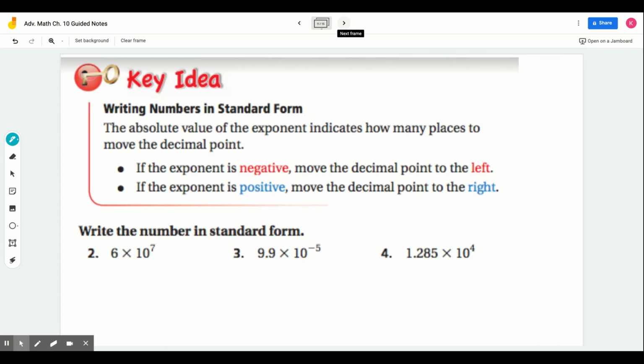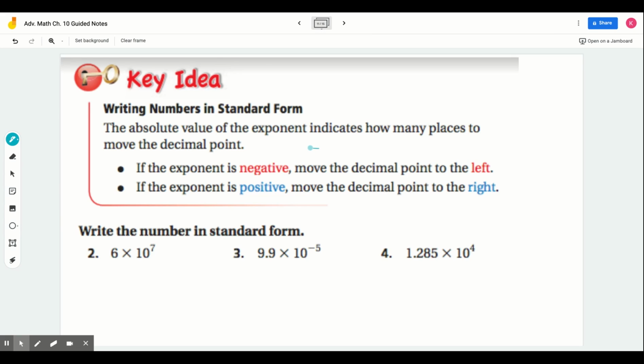Now, writing numbers in standard form, the absolute value of the exponent indicates how many places to move the decimal point. If the exponent is negative, move the decimal point to the left. If the exponent is positive, move the decimal point to the right.